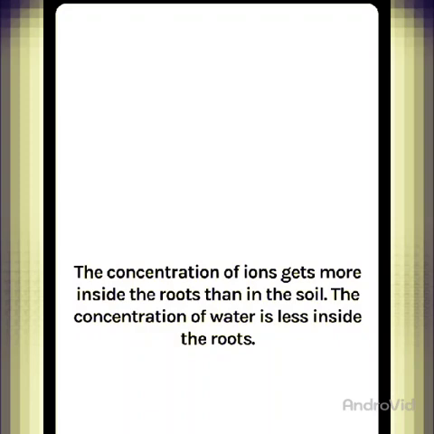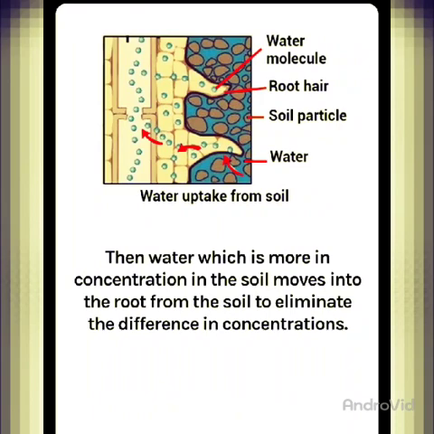The concentration of water is less inside the root. Just imagine, the concentration of ions gets more inside the root than in the soil. What happens then? Water, which is more in concentration in the soil, moves into the root from the soil to eliminate the difference in concentration. As you know, in a water concentration gradient, when the concentration difference is present, water molecules move from the higher concentration to the lower concentration. So here is the concentration difference.